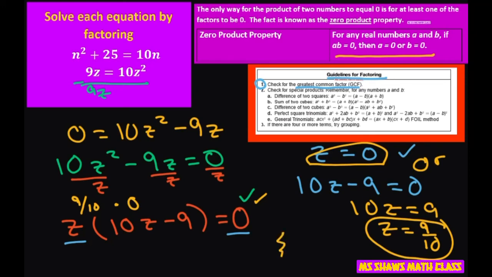You can also write your solution set as {0, 9/10}. Or you could switch it around and write {9/10, 0} if you're using the set notation.